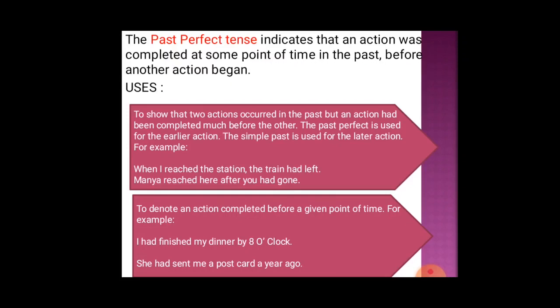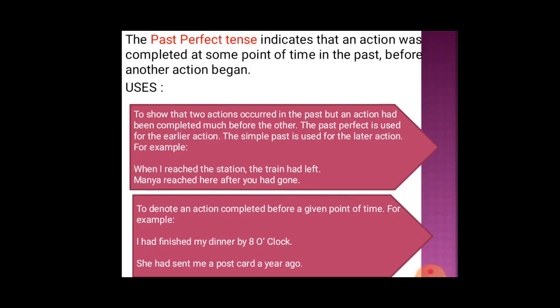Now it is used to show that two actions occurred in the past but one action had been completed much before the other. The past perfect is used for the earlier action, which means the action that was done first. There we will use the past perfect. And for the second action or the later action, we use the simple past.